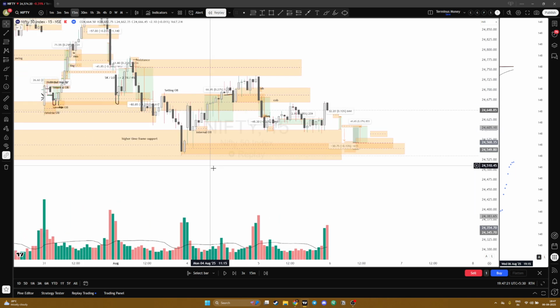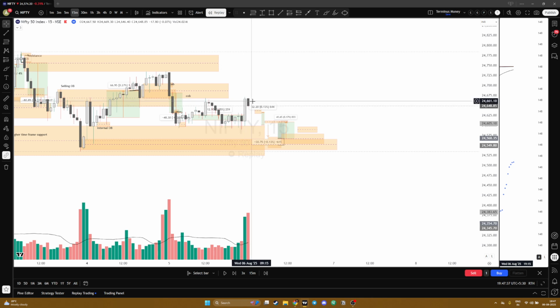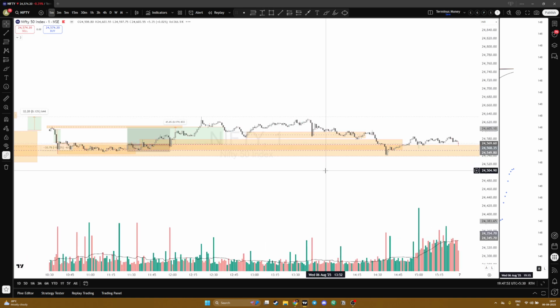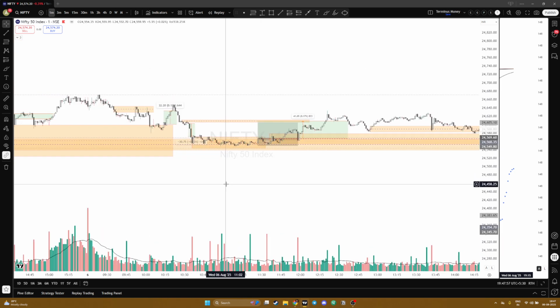So the bias was simple. This higher time frame support was continued from way back before. It was the same support coming down here. So the plan was simple: if the market falls to this support and some cemented entry, some engulfing entry forms here, then I will go long. That's the view that I had for the start.